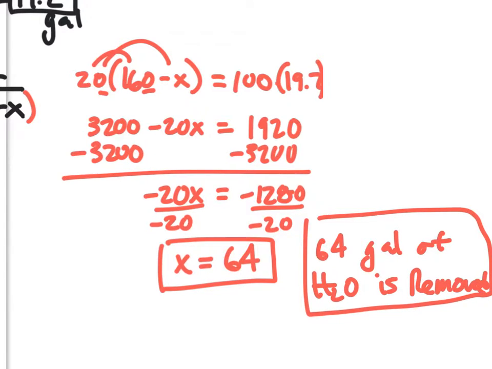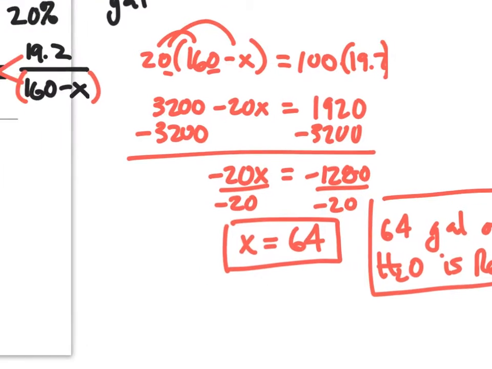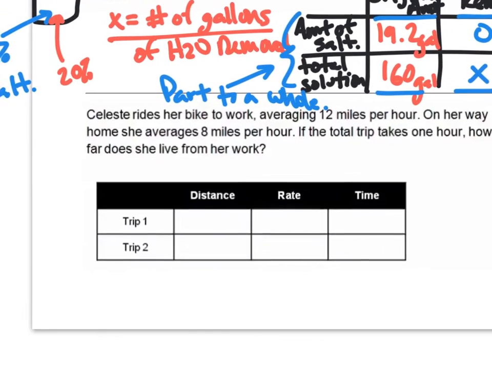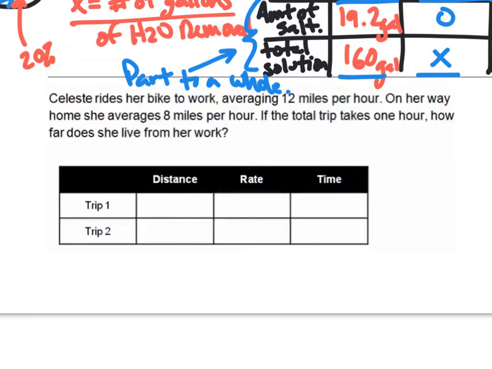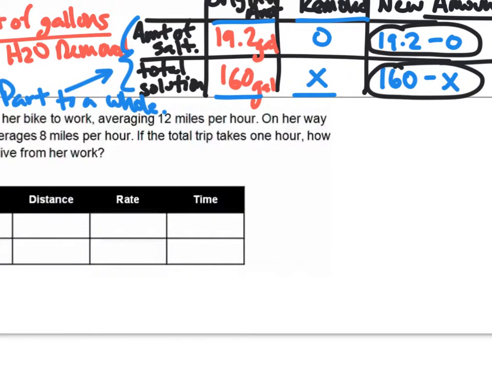All right, now the next one I find a little bit easier. These rate problems. We have Celeste rides her bike to work. She averages 12 miles per hour. On her way home, she travels 8 miles per hour. If the total trip takes 1 hour, how far does she live from her work? Now, I do want to show you that we have an equation here: distance is equal to the rate at which you travel times the time.